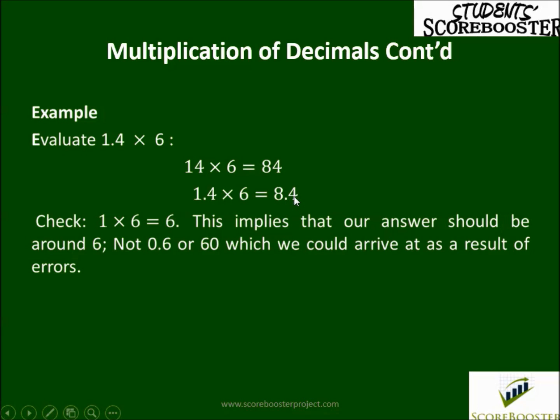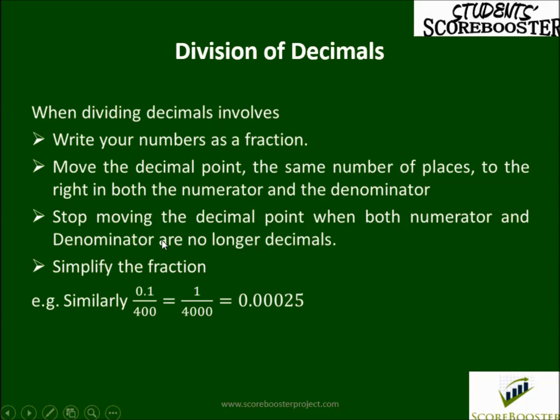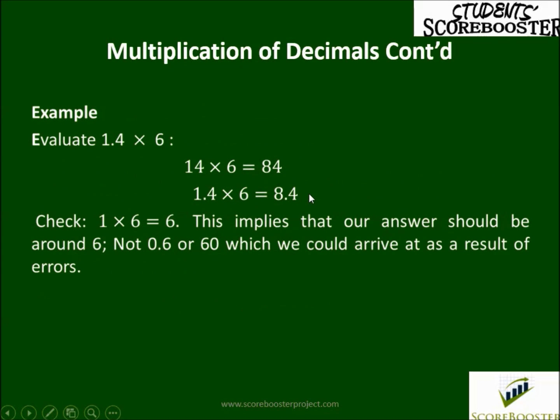So you now have one digit after the decimal point. To check, 1.4 is close to 1 and 6. So if you multiply, you have 6. This implies the answer should be around 6. So if you have 0.6 or 60, it means your answer is wrong. So 6 is close to 8.4. So that's how you check anytime you evaluate multiplication of decimals.